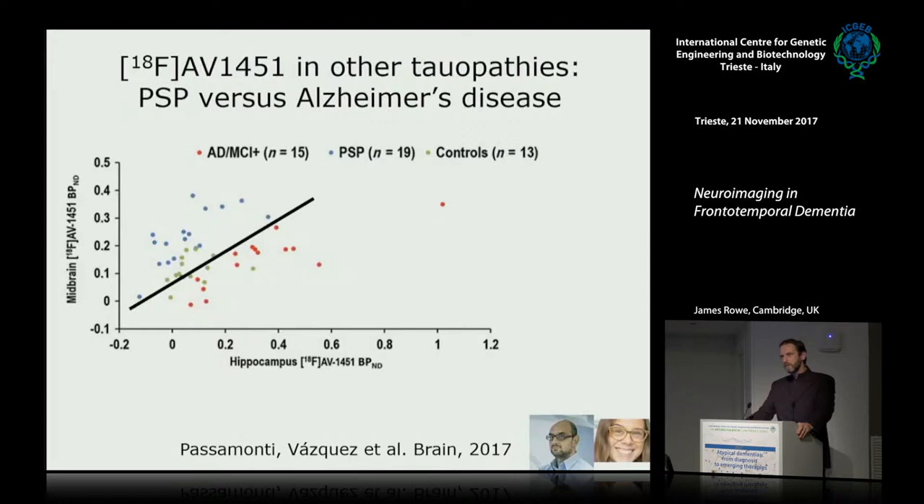And what I think most of the other papers miss is the need to look at more than one area at a time. If you look in individual brain regions, there are trends or weakly significant differences between groups, patients and controls. But let's consider just the very simplest case of a bivariate comparison. Here, comparing the amount of hippocampal binding to midbrain binding.